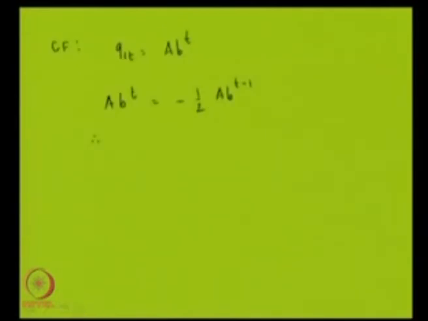So from here what I get is b is equal to minus half, because I can divide both sides by a b to the power t minus 1. Therefore, CF is equal to q1t is equal to minus half to the power t. So, the complete solution is the following.